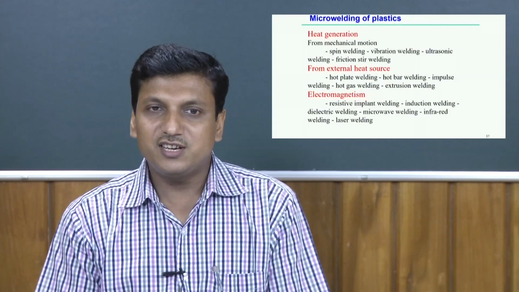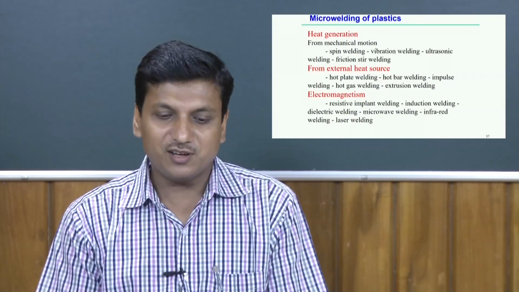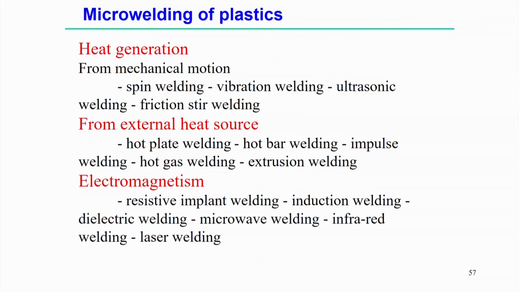The main thing is that in micro welding applications specific to plastic materials, the heat generation basically comes from mechanical motion. Based on that, there are several techniques: spin welding, vibration welding, ultrasonic welding and friction stir welding. In all these cases the heat is generated by the mechanical motion of the material.